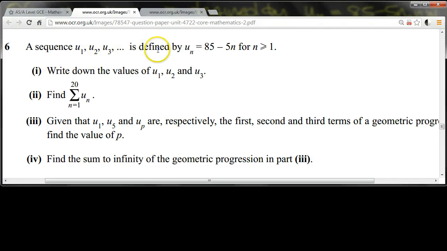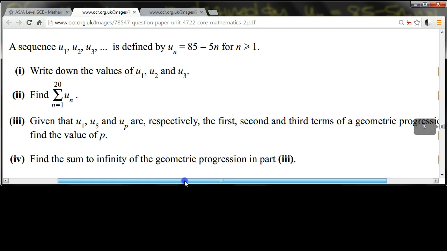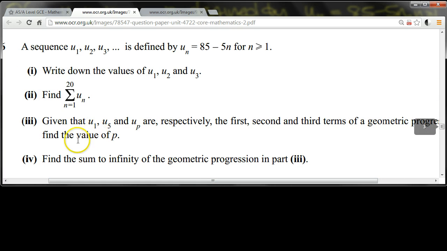A sequence here is defined by this. Write down the values of u1, u2, u3. Find this sum. Given that u1, u5 and up are respectively the first, second and third terms of a geometric progression, find the value of p. Find the sum to infinity of this geometric progression in part 3.